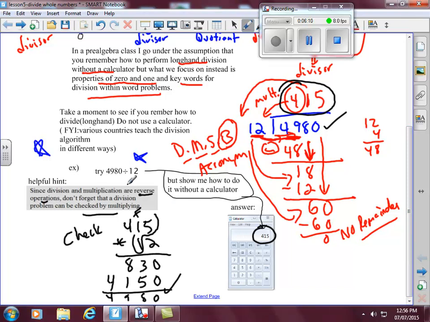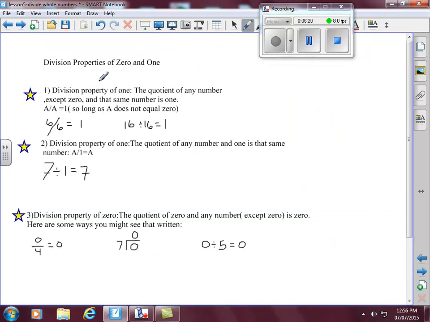All right, that was just a quickie reminder on division. If you're really rusty with the division algorithm, or if you were trained in a different country, just make sure you're strong in however you were trained. Okay? Division properties of 0 and 1.